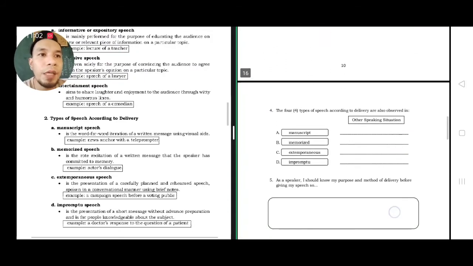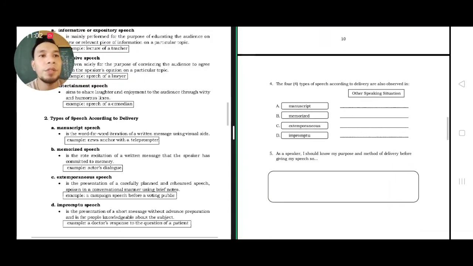Number 4, the 4 types of speech according to delivery are also observed in. This is the same as the second item of this activity, wherein you're gonna think of other speaking situations, you're gonna think of other people, when are they going to deliver manuscript, memorize, extemporaneous, and impromptu. So let me give you an example. The 4 types of speech according to delivery are also observed in State of the Nation address. So that's my answer in letter A.